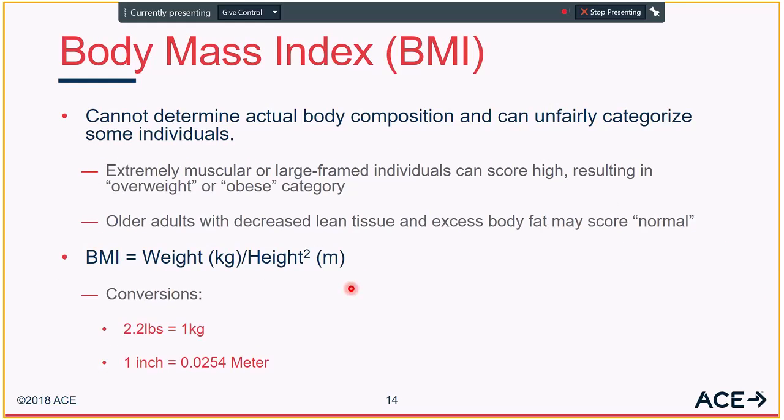It's not listed here, but your overweight BMI is 25 to 30. Anything above 30 is considered obese, and ideally you want to be between 18 and 24 BMI. But again, not a good measure of health because if you're muscular and tall, you're going to have a high BMI.